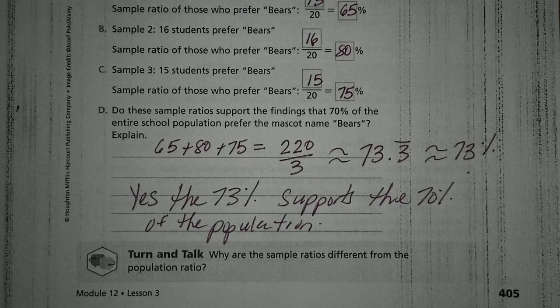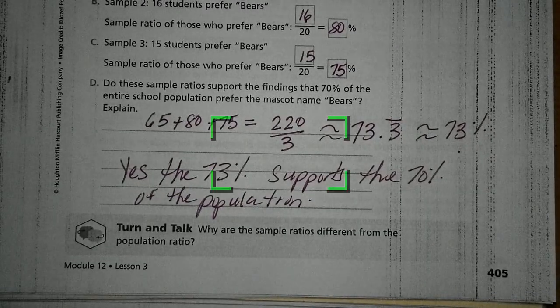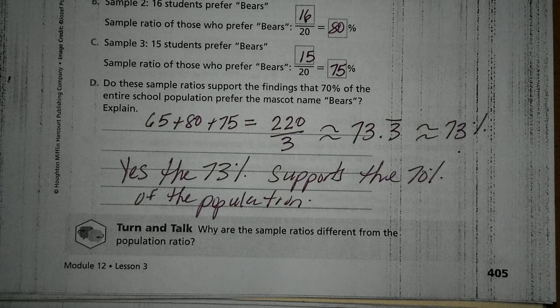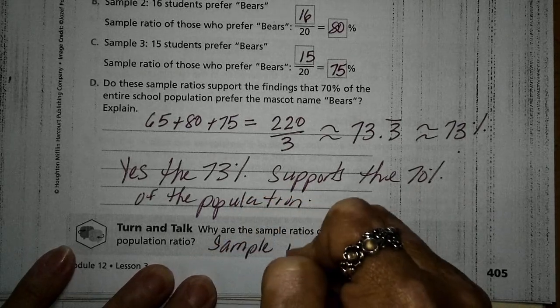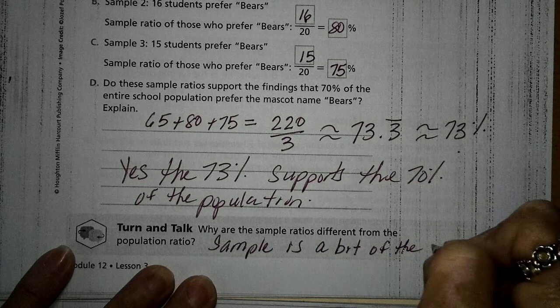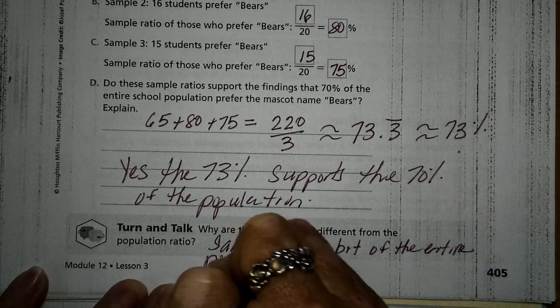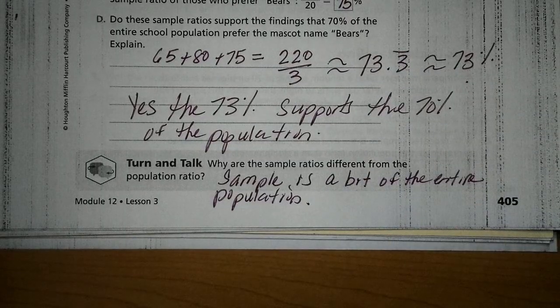Okay? Alright, so the Turn and Talk says, why are the sample ratios different from the population ratio? So anybody have an idea of why they think they're different? The sample is like small bits of the whole population. Yep. Sample is a bit of the entire population. Yep, it's like a little snippet of the actual population.